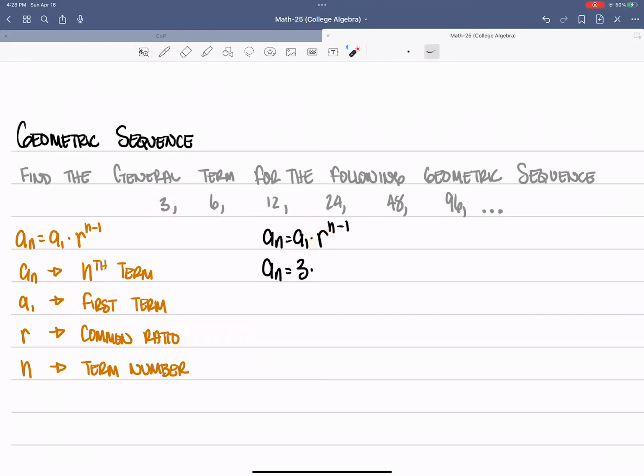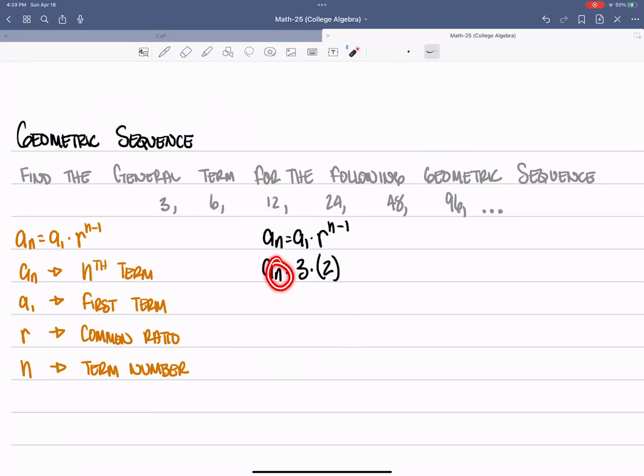R, we have to do a little bit of math for this one. So let's look at the second term and divide it by the first term to find that ratio. So 6 divided by 3 is equal to 2. All right, so far 2 is r, or 2 is our common ratio. Let's look at this, 12 and 6. 12 divided by 6 is also 2. Let's jump up here, see if we could find the common ratio there. It should be exactly the same. 96 divided by 48. Looks like that is 2 as well. So the common ratio for this problem is going to be 2.